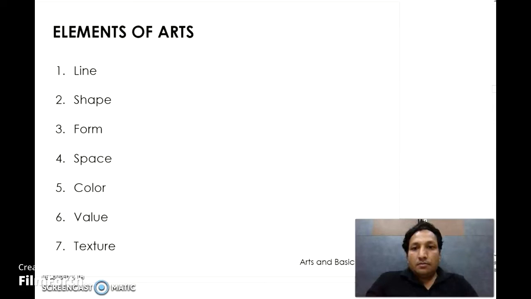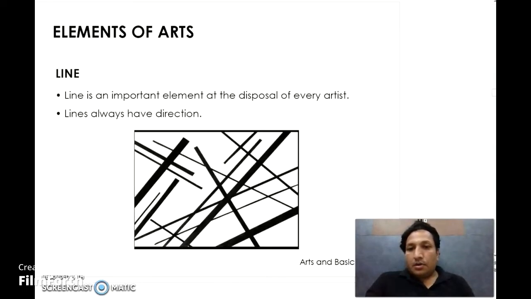So there are seven elements. Those are line, shape, form, space, color, value or tone, we can say, and texture. The seven elements are a very essential tool for creating any composition, or we can say very helpful to create any type of visual art, whether it is a painting, sculpture, or architecture. So, I am elaborating these elements one by one.